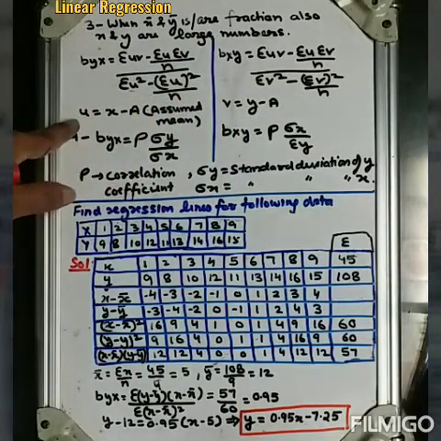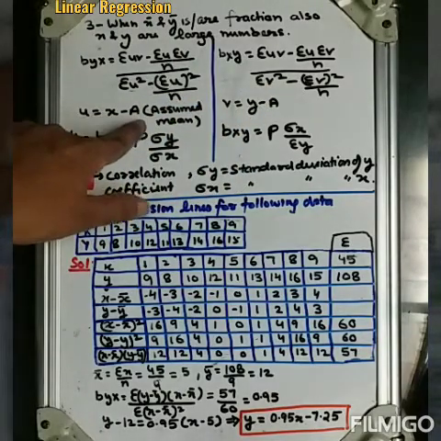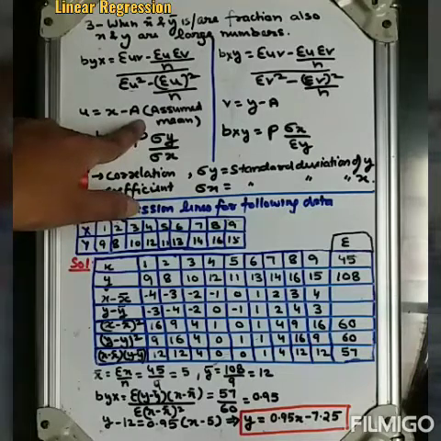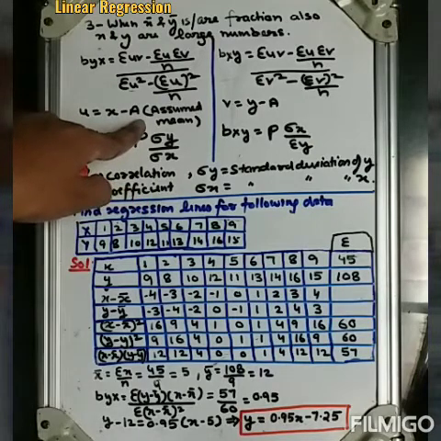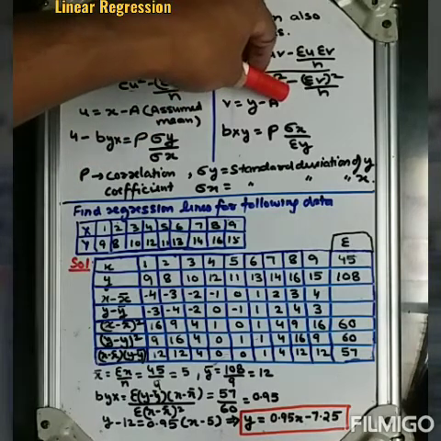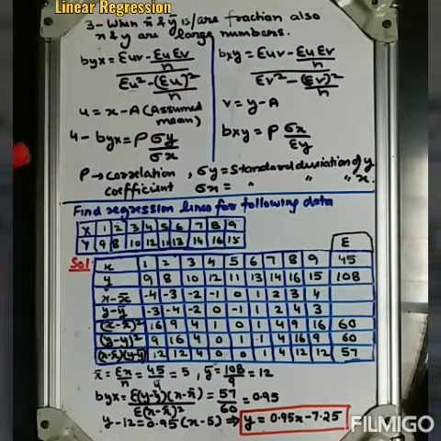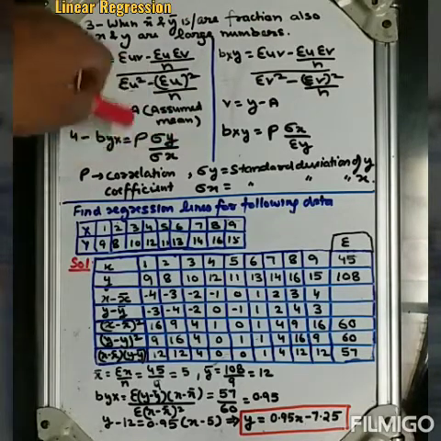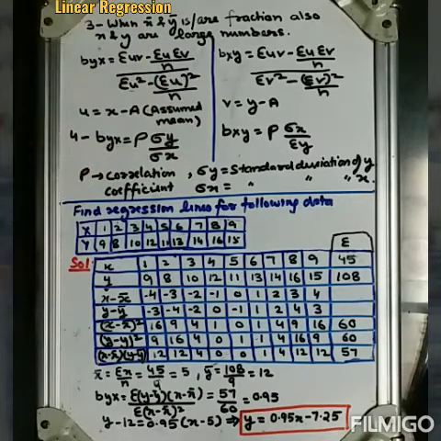u is equal to x minus assumed mean. This we have done in class 10th. Same way, v is equal to y minus assumed mean. The fourth and the last formula will be applicable when this data is given in the question.